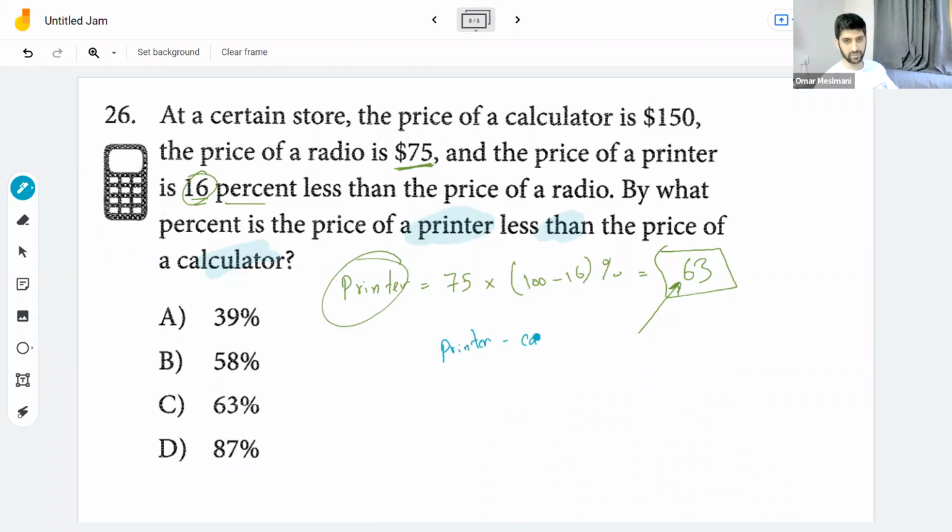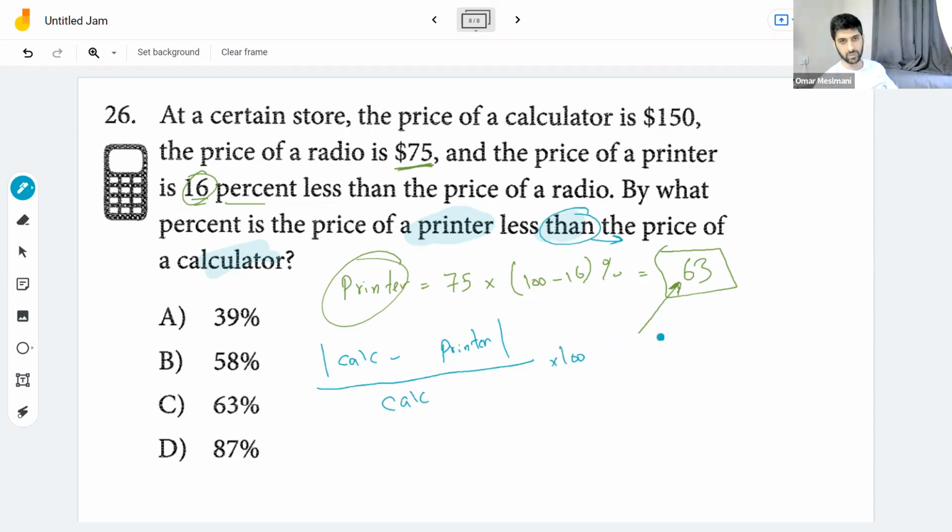minus the calculator, or because of Mr. Yahya, he liked to do this. He said, let's subtract the lower from the greater. So calculator minus the printer, all over what? That's the point, okay? This is the mistake that students make. It said after the word "than", calculator, so just put the calculator down, times 100.